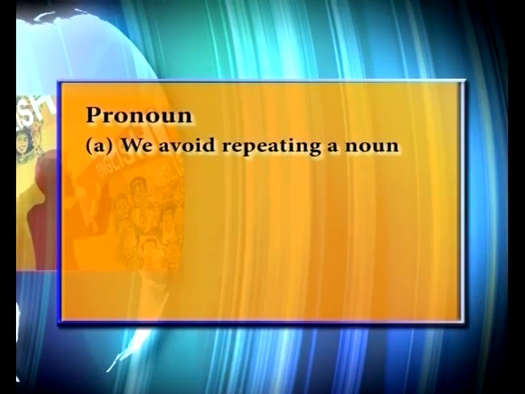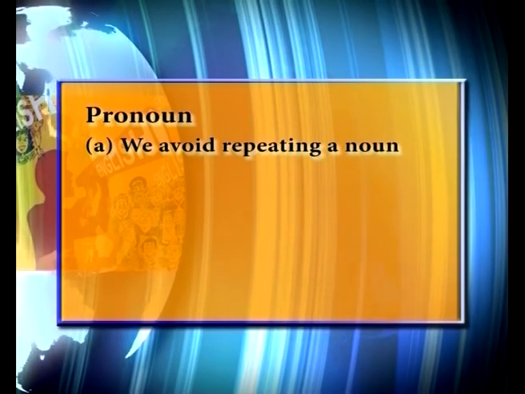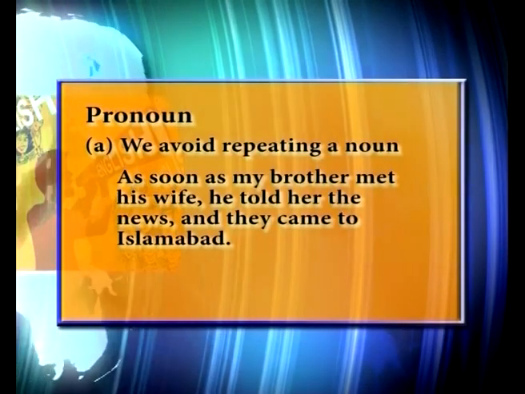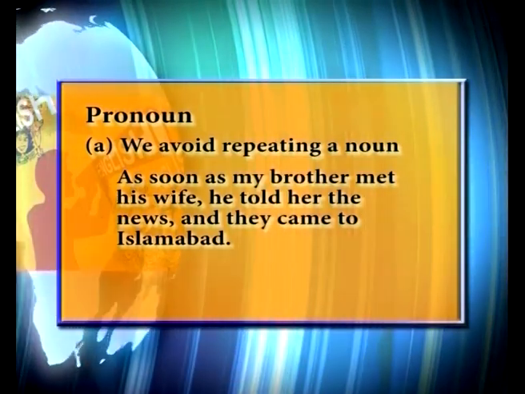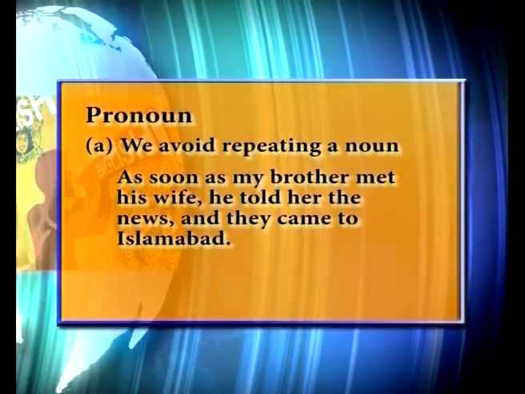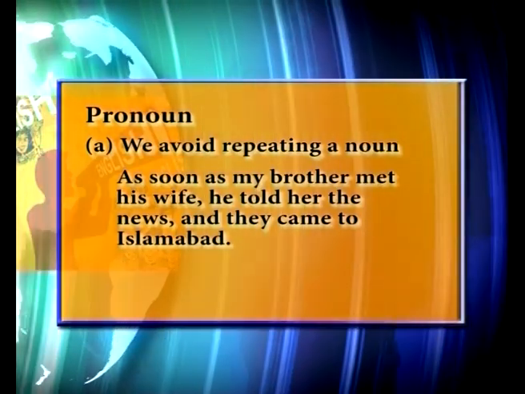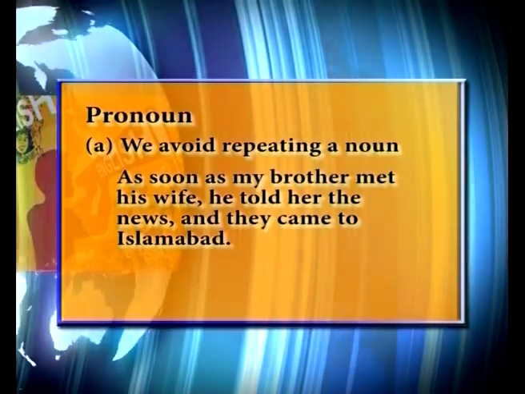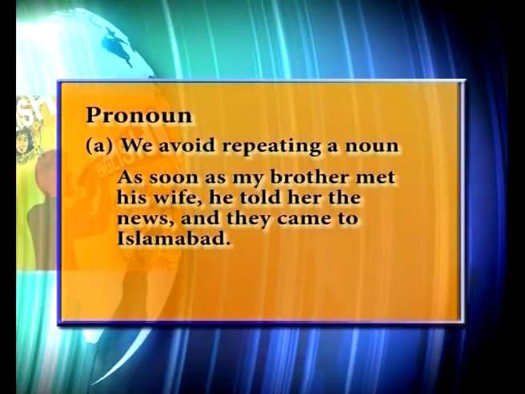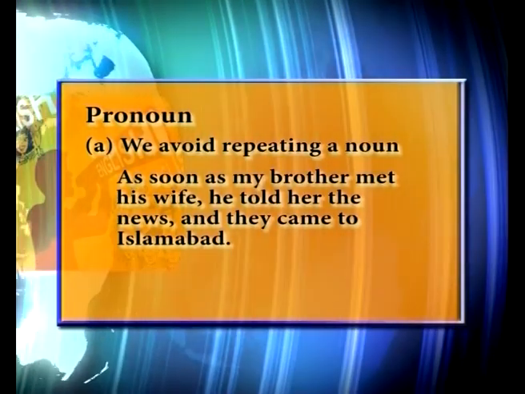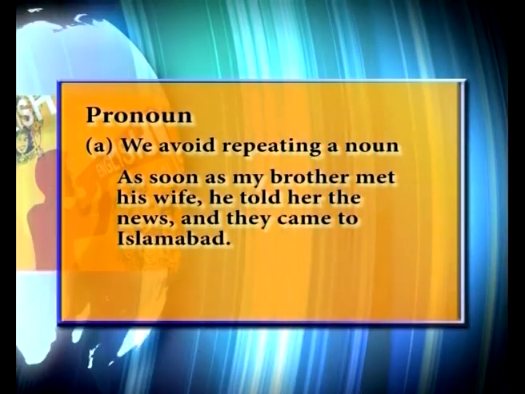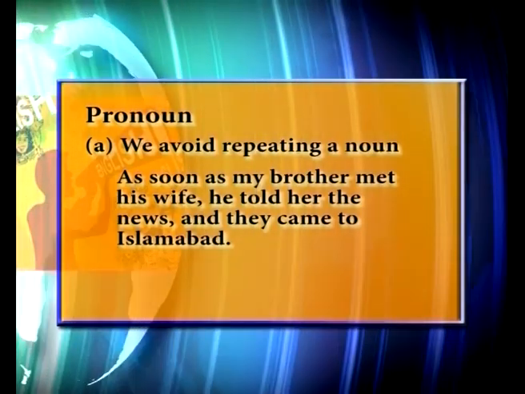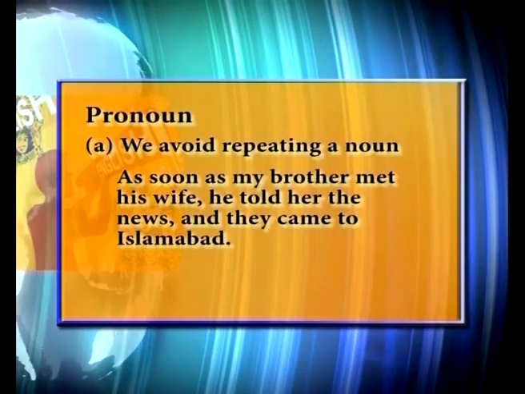Why? Number one, to avoid repeating a noun. For example, as soon as my brother met his wife, he told her the news and they came to Islamabad. Look at this sentence very carefully, you will understand the whole idea. As soon as my brother, so brother is a noun here, met his wife. I cannot say as soon as my brother met my brother's wife, so I would say his wife, then he told her, his wife, the news, and they, who they? My brother and his wife. So this is used to avoid repetition. If you try, I hope you can make many sentences like this.